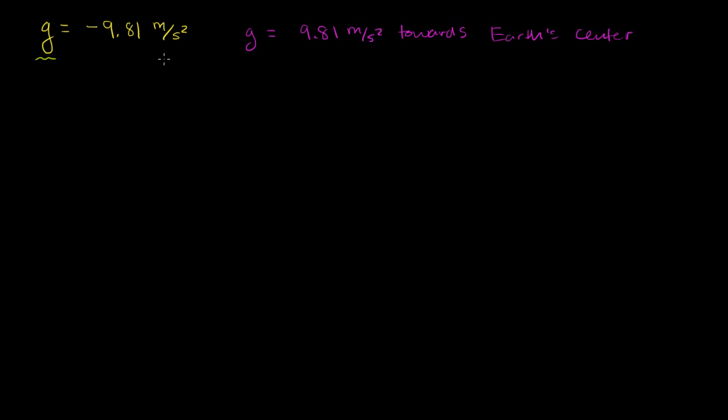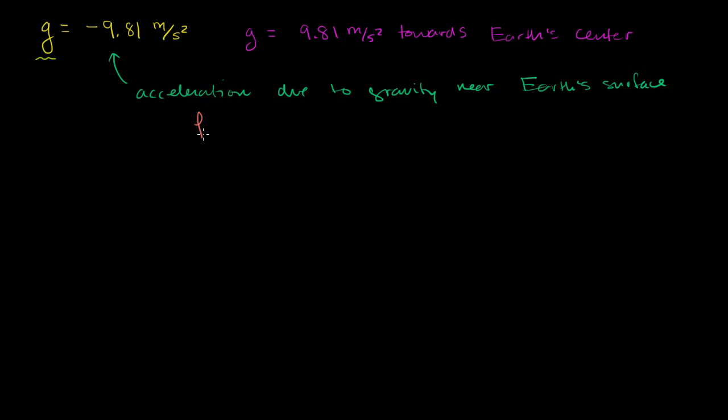And probably the most typical way to interpret this value is as the acceleration due to gravity near Earth's surface for an object in free fall. And this is what we're going to focus on in this video.